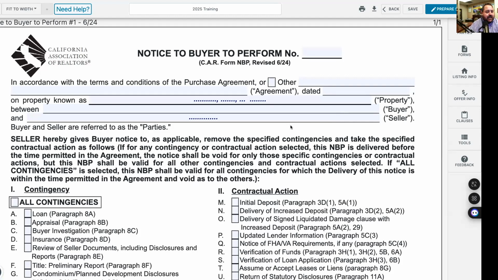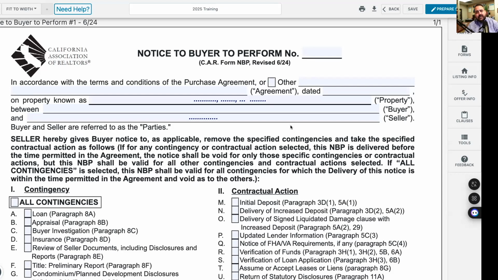When we look at this, it says seller hereby gives buyer notice to, as applicable, remove the specified contingencies and take the specified contractual action as follows. If for any contingency or contractual action selected, this NBP is delivered before the time permitted in this agreement, the notice shall be void for only those specific contingencies or contractual actions. But this NBP shall be valid for all other contingencies and contractual actions selected. If all contingencies are selected, this NBP shall be valid for all contingencies for which the delivery of this notice is within the time permitted in the agreement and void as to the others.